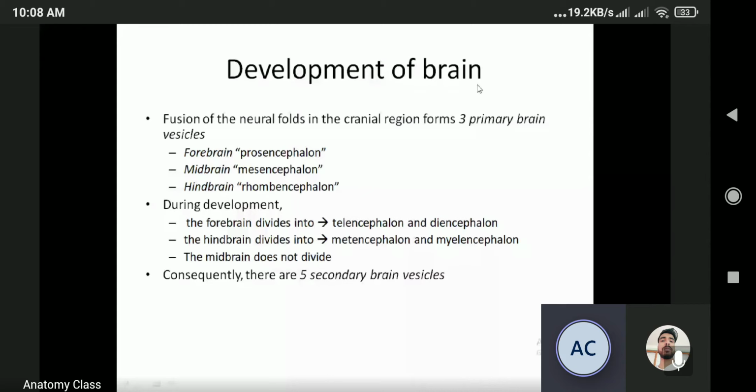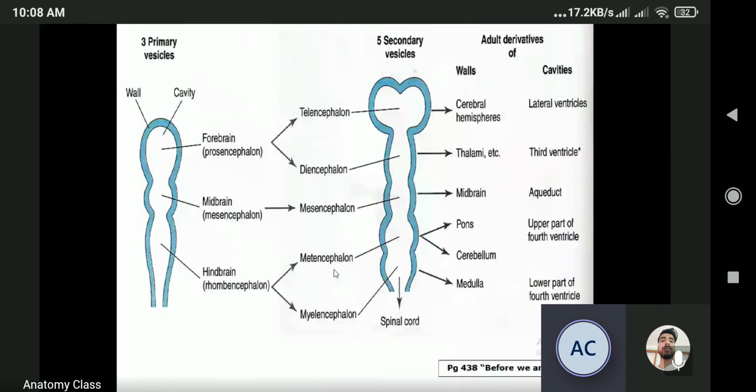So during development, the forebrain, prosencephalon, divides into telencephalon and diencephalon. Hindbrain will divide into metencephalon and myelencephalon. Midbrain doesn't divide. Consequently, there are five secondary brain vesicles. Please draw this diagram in the first practical, A, B, C. Next practical, you have classes in which you have to draw these figures on an A4 size copy.